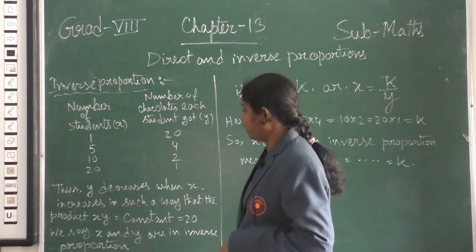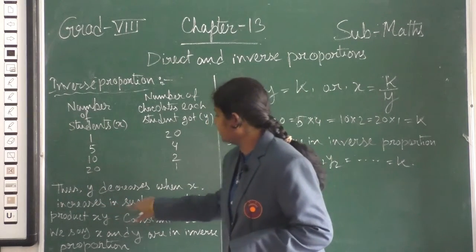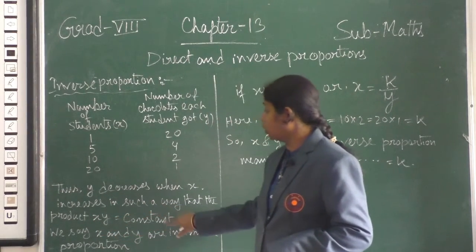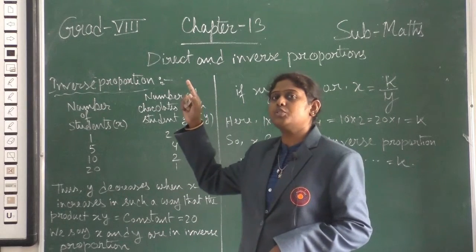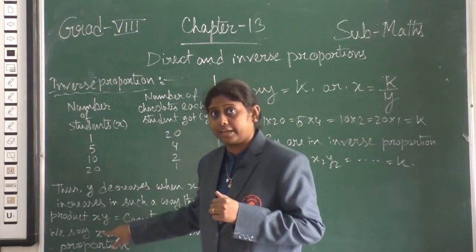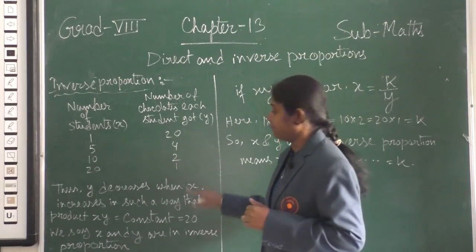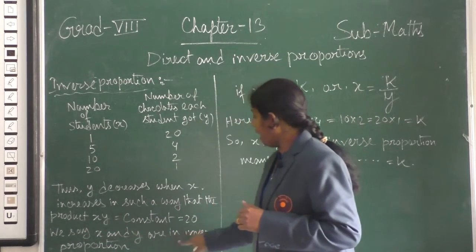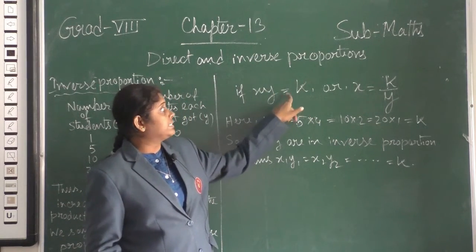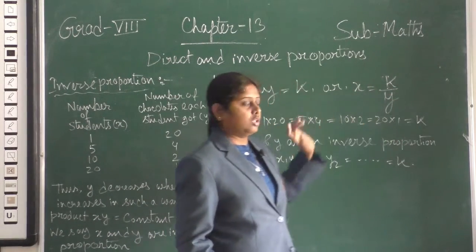Let us check the definition of inverse proportion now. Y decreases when x increases in such a way that the product of x and y is equal to a constant. Just recall, in direct proportion we learned the ratio of x and y. Here we get the product of x and y equal to a constant. According to the example, it is 20. So, we can say that x and y are in inverse proportion if xy is equal to k, or we can also write x is equal to k by y.